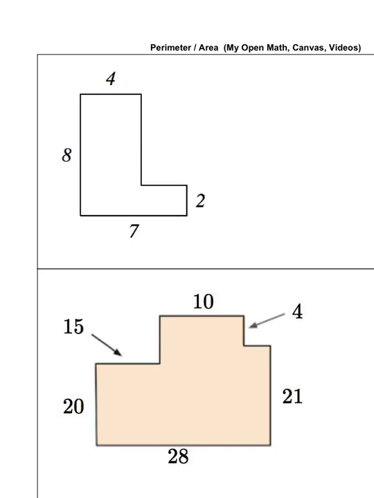Hey, geometry, we are going to run through some perimeter problems. Remember, perimeter is the distance around the outside of the figure. So if we look at this first figure, we have 6 sides.